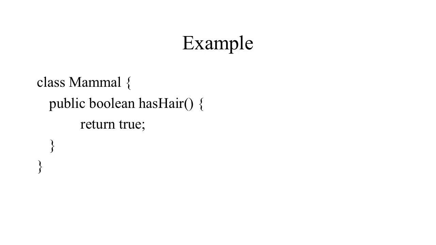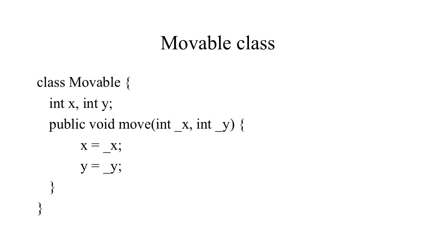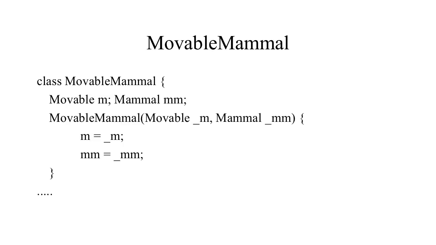So here's the class mammal, and we have some property about hair. Mammals have hair, so we return true. Here's something else called movable. With class movable, we support the move method, which allows us to change the location in 2 dimensions of the object. Now suppose you want a movable mammal. Well, the movable mammal has both a movable instance and a mammal instance.